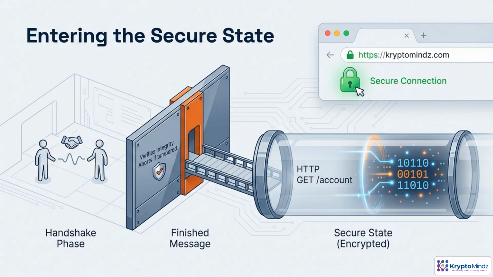From then on, all application data, for example an HTTP request like GET /account, is wrapped in encryption and integrity checks using those session keys. To anyone on the network, the traffic now looks like unreadable ciphertext. This separation is important. The handshake is about setting up trust and keys. The secure state is about efficiently protecting every byte that follows. PKI underpins the trust part, and symmetric cryptography takes over to keep the ongoing communication fast and confidential.